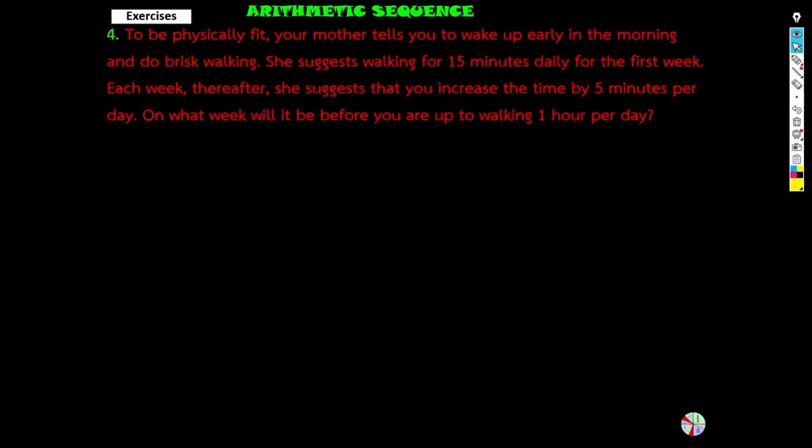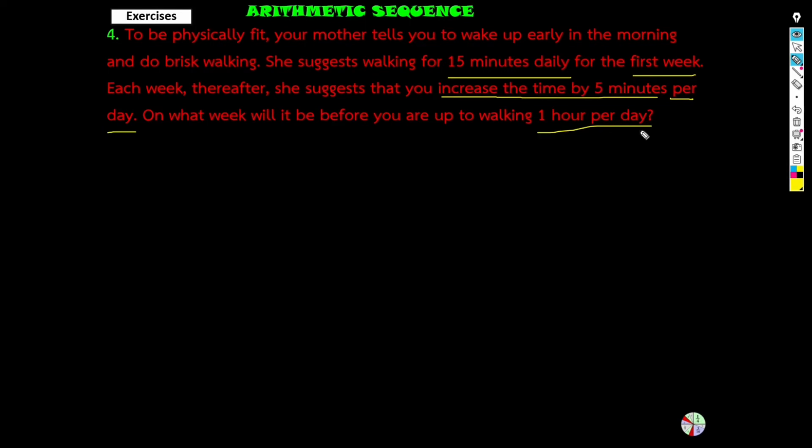To be physically fit, your mother tells you to wake up early in the morning and do brisk walking. She suggests walking for 15 minutes daily for the first week. Each week thereafter, she suggests that you increase the time by 5 minutes per day. On what week will it be before you are up to walking 1 hour per day? Okay, 1 hour per day.